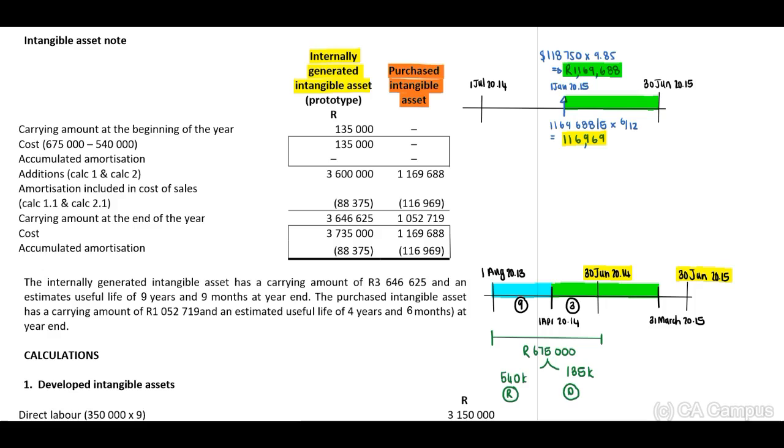Now, our asset purchased will be the amount of 1,169,688 that we have calculated during our reading time, and we have already determined our amortization. Our internally generated asset, we have already identified that for the year end 30 June 2014, we have development costs of 135,000. We now need to calculate the additions for the current year.